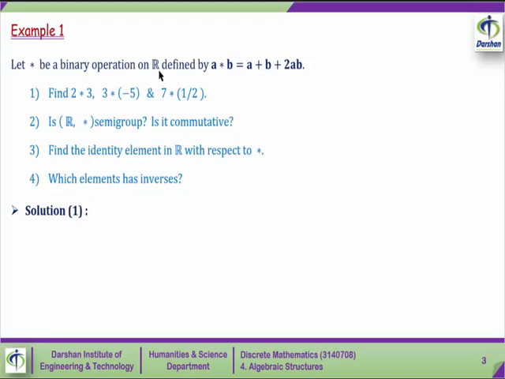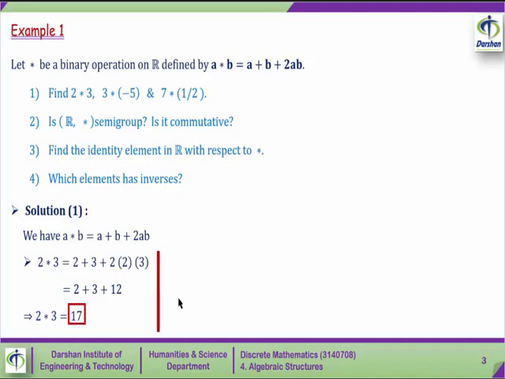Here the set is the set of real numbers, and star applied between any two elements is defined as the addition of those two elements plus 2 times the multiplication of those two elements. So, solution of the first question: we have to find 2 star 3. By definition, A star B is A plus B plus 2AB. So 2 star 3 is 2 plus 3 plus 2 into 2 into 3, which is 2 plus 3 plus 12, equal to 17. So 2 star 3 is 17.